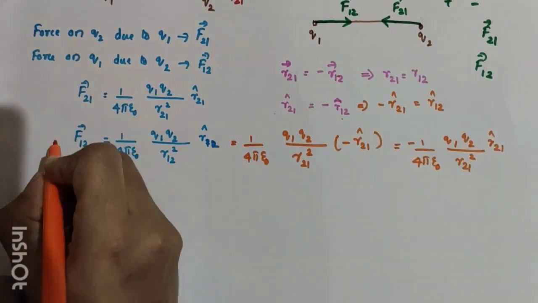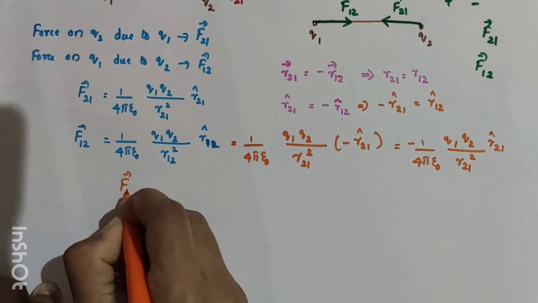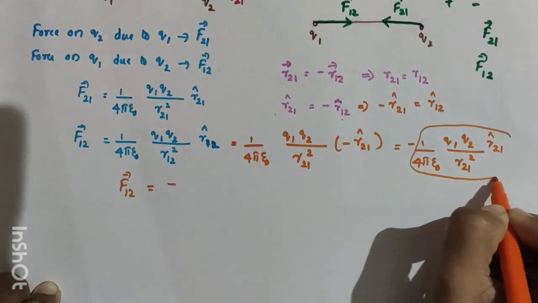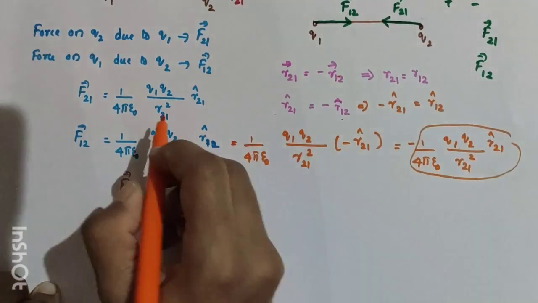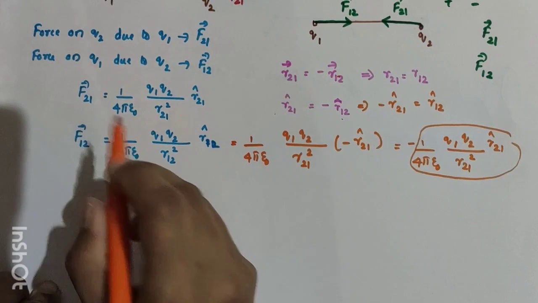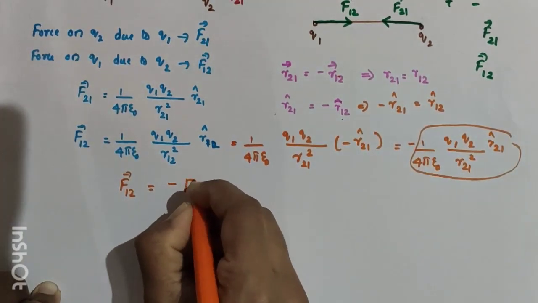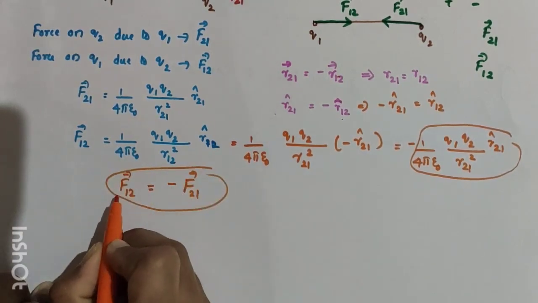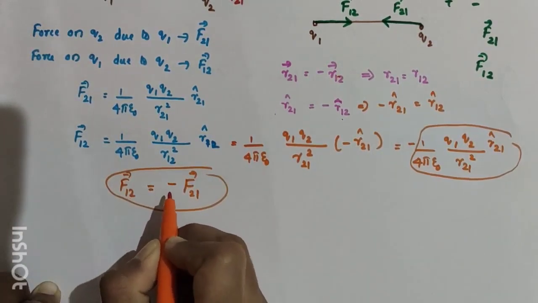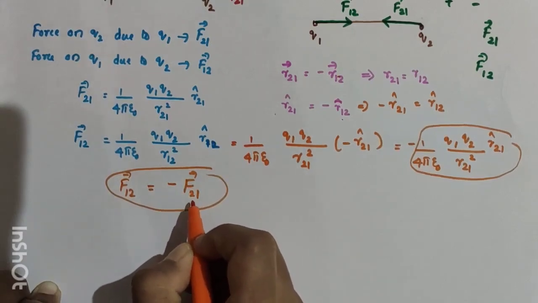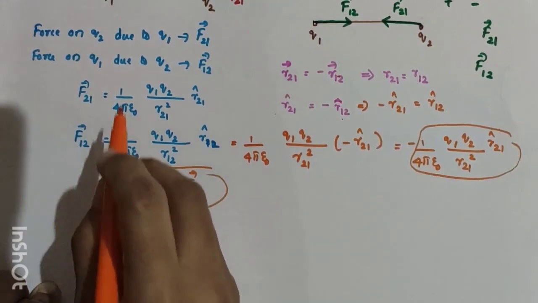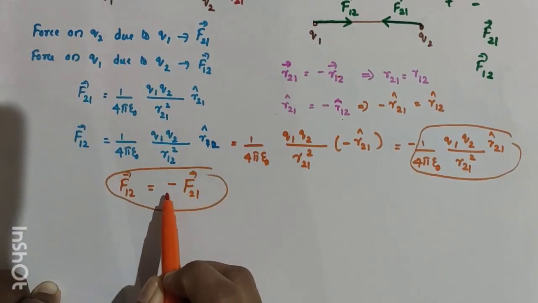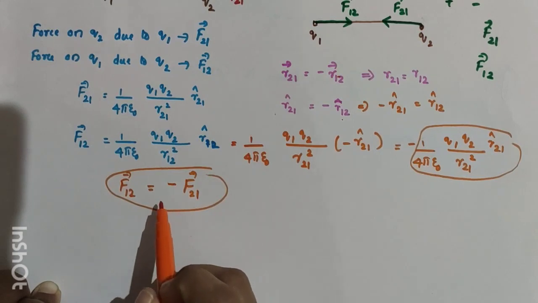Now you see, this is actually vector F12. So vector F12 is equal to minus 1 by 4 pi epsilon 0 q1 q2 by R21 square into R21 cap, which is actually vector F21. So I am replacing this with vector F21. You see we are getting the force on Q1 due to Q2 is equal to minus of the force on Q2 due to Q1. They are equal in magnitude, and this negative sign shows that they are opposite in direction.